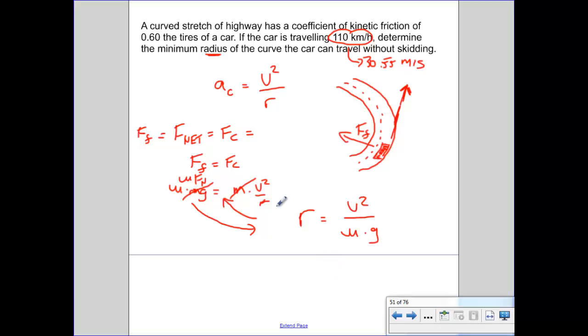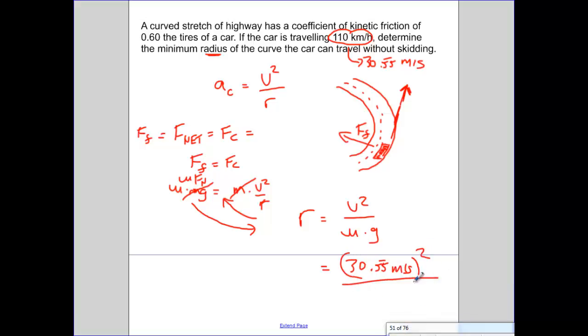Don't you prefer root? No, because this radius is just r by itself. So then our velocity was that 30.5 repeating meters per second. Coefficient of friction was 0.60. And gravity, I don't know why we wouldn't be on Earth, it would be 9.8 meters per second squared.